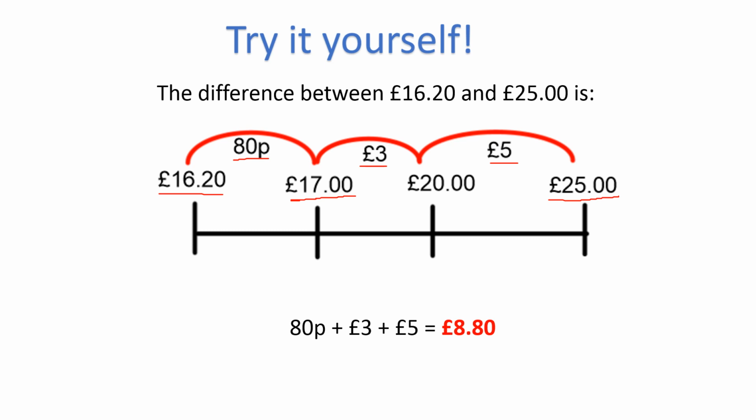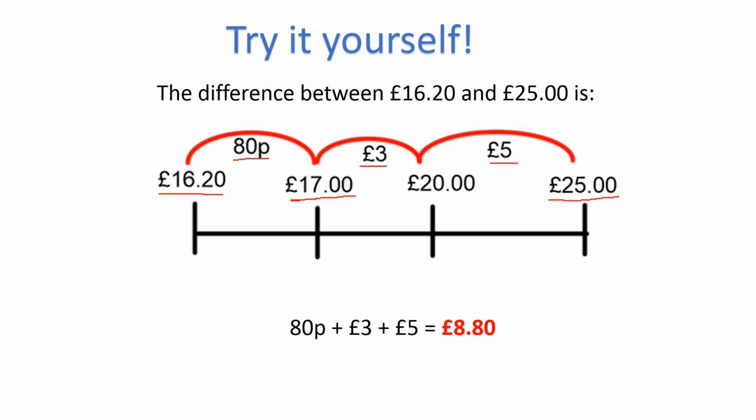Or is there another way that you could have made this number line easier for us or more efficient? Pause and have a think. So over here we had 3 jumps. Now I reckon that I could have done this number line in only 2 jumps. So I had my pence.